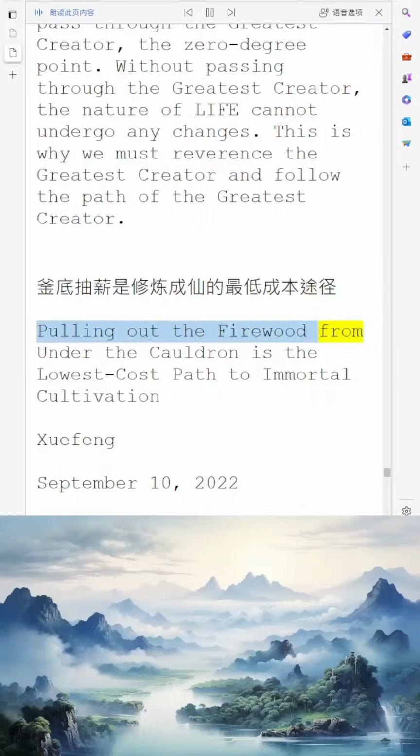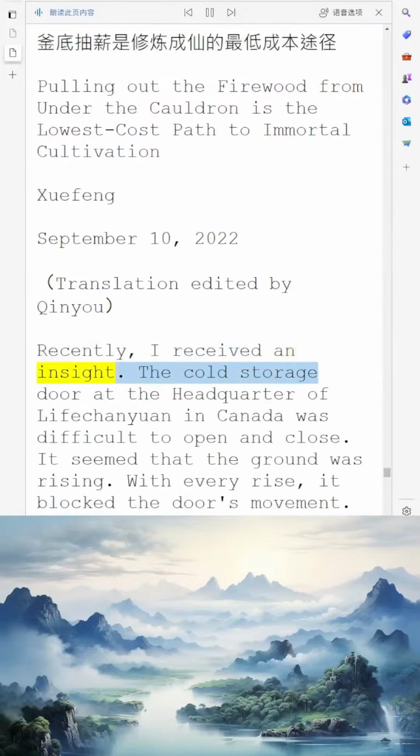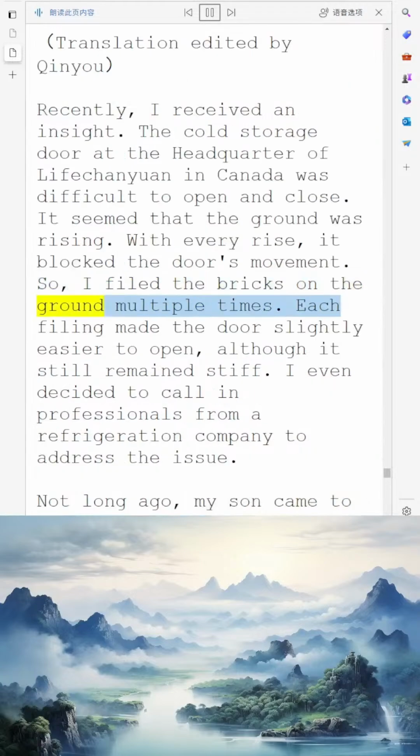Pulling out the firewood from under the cauldron is the lowest cost path to immortal cultivation. Xiefeng. Recently, I received an insight. The cold storage door at the headquarters of Life of Chanyuan in Canada was difficult to open and close. It seemed that the ground was rising. With every rise, it blocked the door's movement. So, I filed the bricks on the ground multiple times. Each filing made the door slightly easier to open, although it still remained stiff. I even decided to call in professionals from a refrigeration company to address the issue.